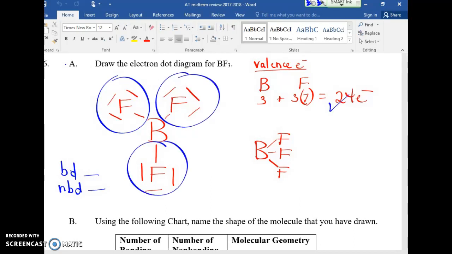All right, at this point, I'm going to count up the number of bonding and non-bonding domains in the central atom. Well, a bonding domain is a single, double, or triple bond. Well, I have 1, 2, 3 singles, so I have 3 bonding domains. What would a non-bonding domain look like? Well, if we took water, for example, on the central atom, you have 2 pairs of non-bonding domains, and you have 2 bonding domains. BF3, the boron, has no non-bonding domains. Well, what does it mean to have 3 bonding domains and no non-bonding domains?